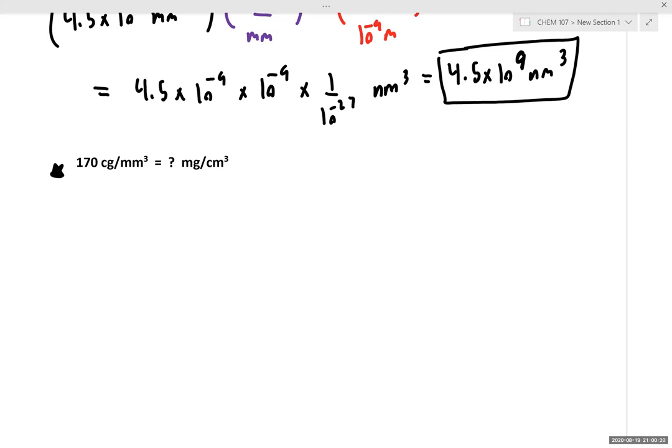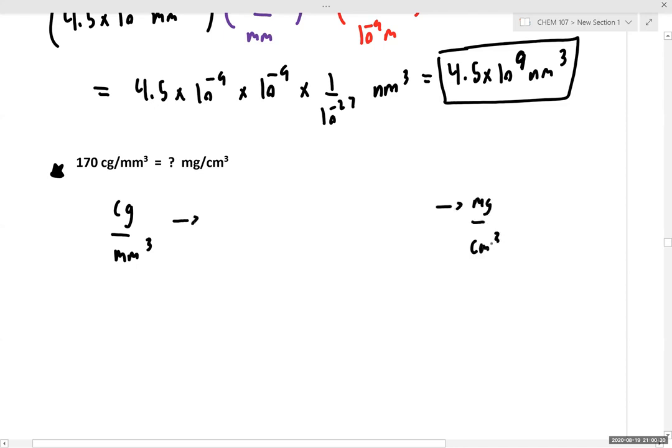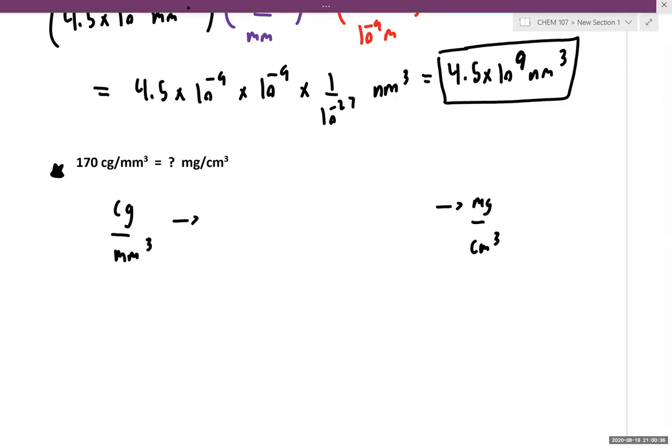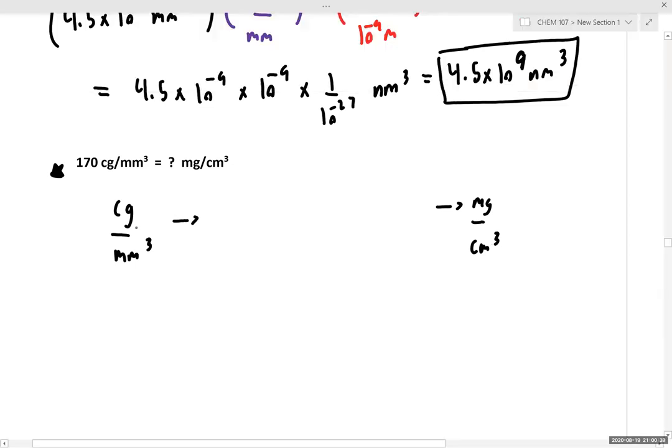And let's now discuss this example. Let's make our solution map. Now, we have centigrams per millimeter cubed. Our end goal is milligrams per centimeter cubed. Okay? So, first things first, let's deal with the top units. We're trying to go from centigrams to milligrams.